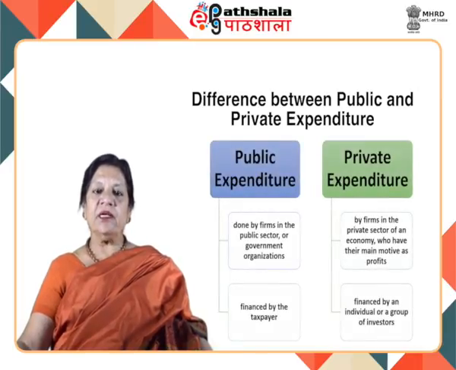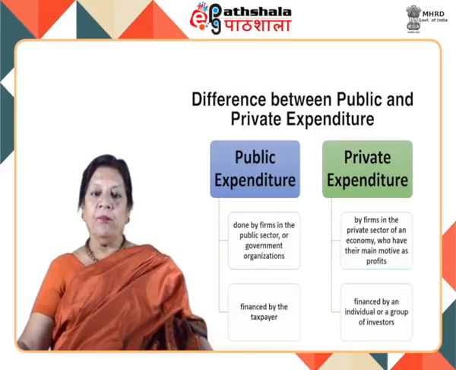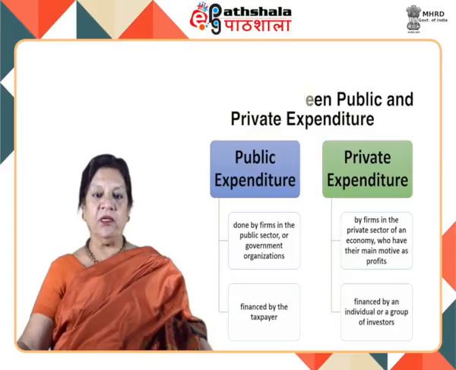The main points of difference between public and private expenditure can be summarized as follows. Public expenditure is a type of spending usually done by the firms in the public sector or government organizations. Examples include building of schools, dams, public and merit goods, whereas private expenditure is carried out by firms in the private sector of an economy who have their main motive as profit. Examples of these expenditures include setting up a factory or expansion of a profitable outlet. Public expenditure is financed by the taxpayer, whereas a private expenditure is financed by an individual or a group of investors aiming generally to make a profit.